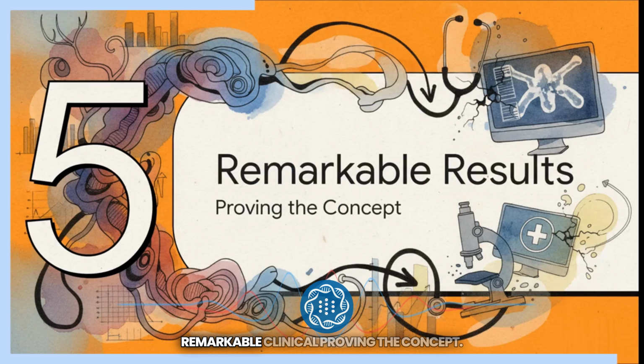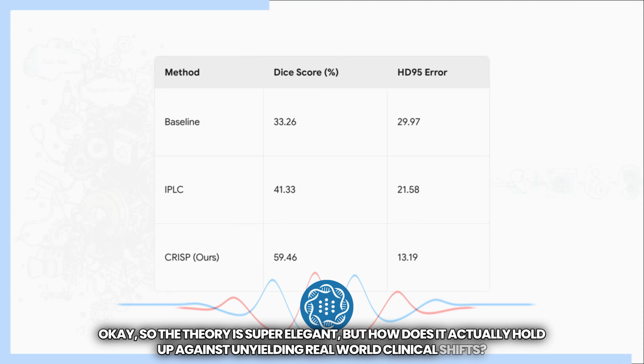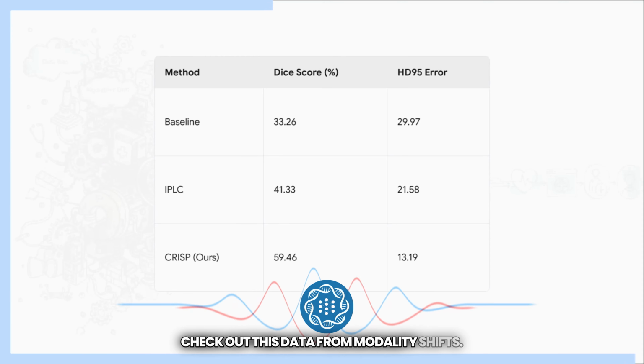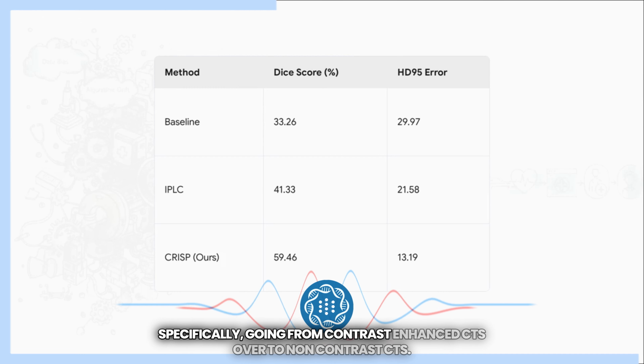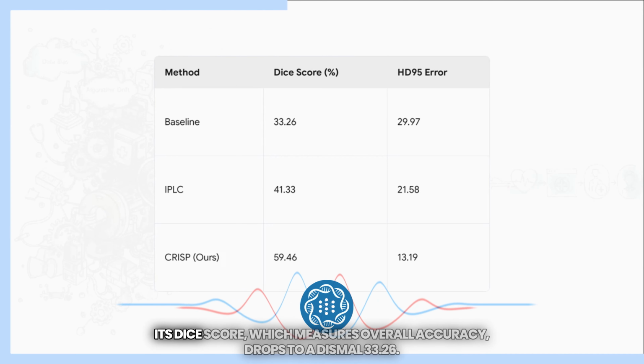Section 5. Remarkable clinical results, proving the concept. Okay, so the theory is super elegant, but how does it actually hold up against unyielding real-world clinical shifts? Check out this data from modality shifts, specifically going from contrast-enhanced CTs over to non-contrast CTs. The standard baseline model completely collapses. Its DICE score, which measures overall accuracy, drops to a dismal 33.26.